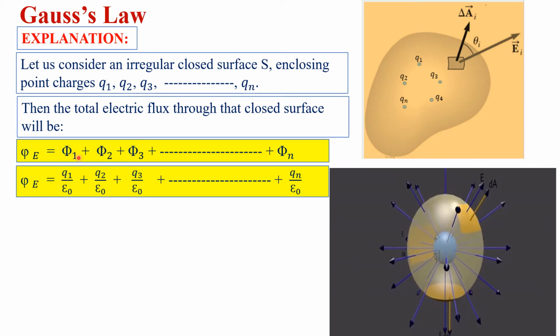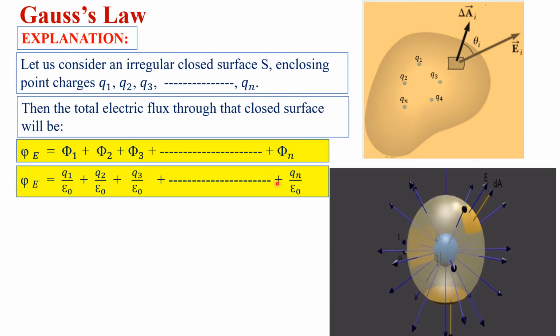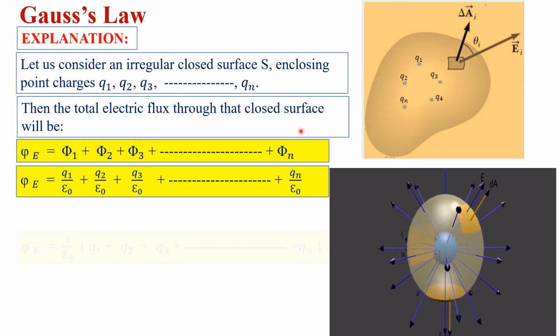So here phi 1, which is the flux due to charge q1, is q1 divided by epsilon naught, and the flux due to charge q2 is q2 upon epsilon naught, and the flux due to charge q3 is q3 upon epsilon naught, and the flux due to charge Qn is Qn upon epsilon naught. So we put the value of phi 1 as q1 upon epsilon naught, phi 2 as q2 upon epsilon naught, phi 3 as q3 upon epsilon naught, and so on till phi n is equal to Qn upon epsilon naught.